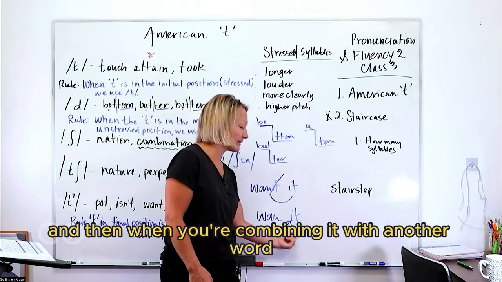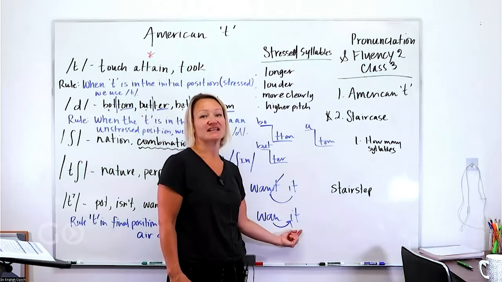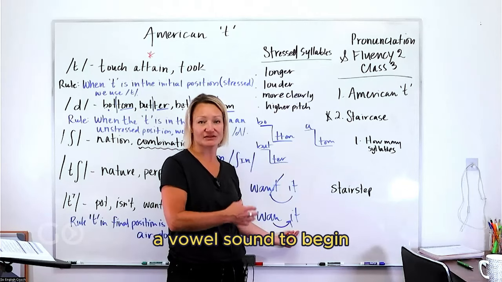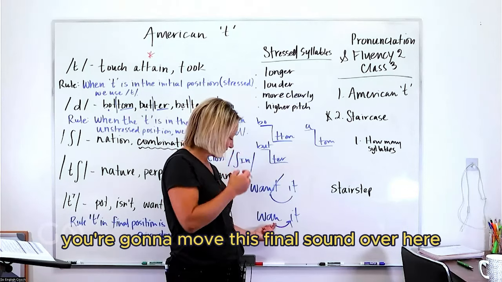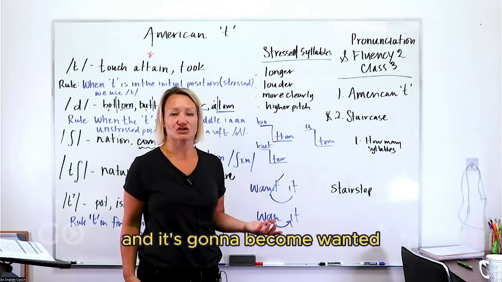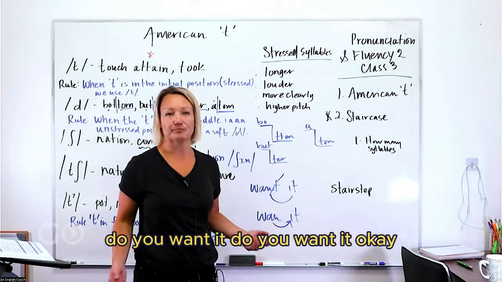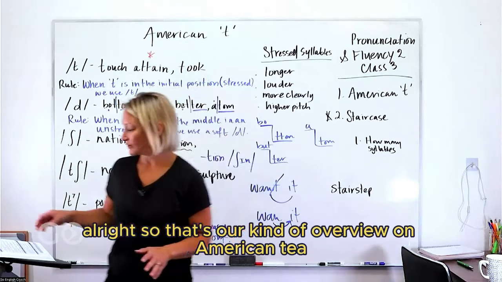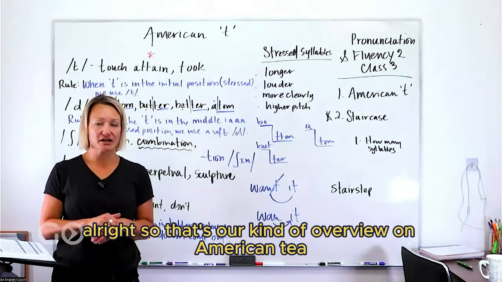And then when you're combining it with another word, especially a word that has a vowel sound to begin, you're going to move this final sound over here and it's going to become want it. Do you want it? Do you want it? Okay. All right, so that's our overview on the American T.